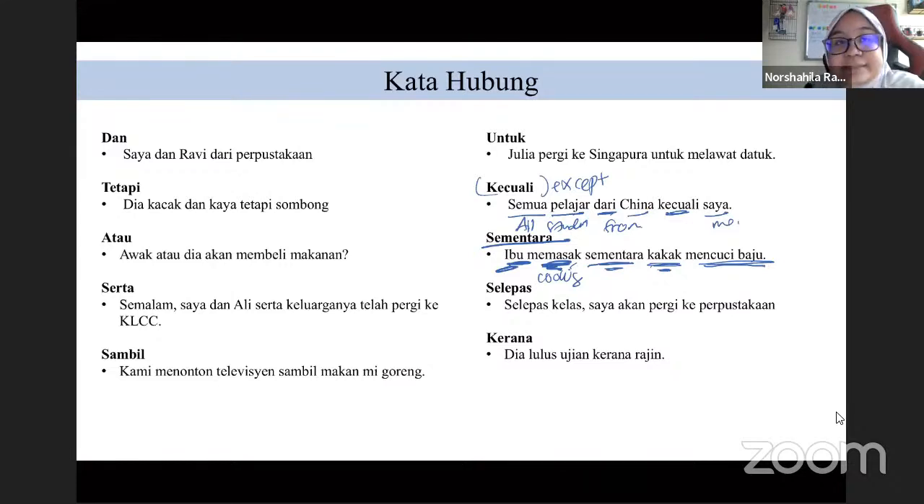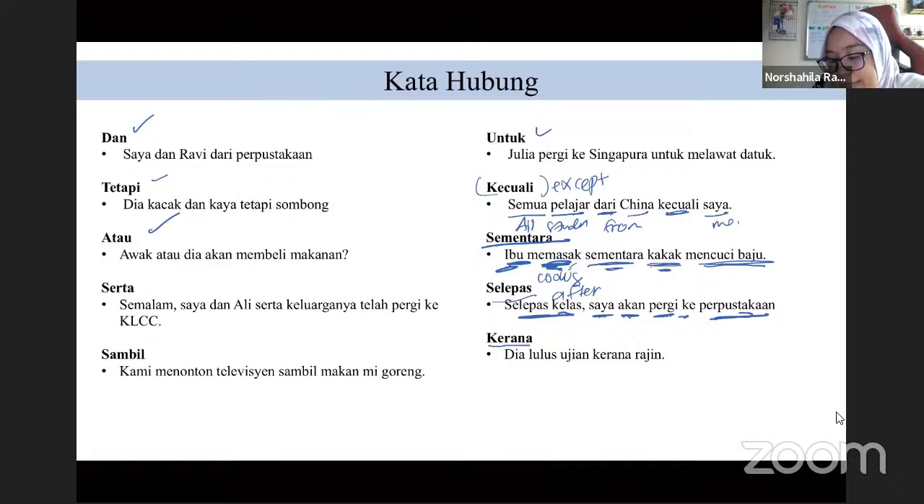So we use the word sementara. But happily, it is very, very rare that you will use sementara. You always use dan, tetapi, atau, untuk. Okay. Then we have selepas. Selepas means after. Like selepas class, after your class, I will go to the library.